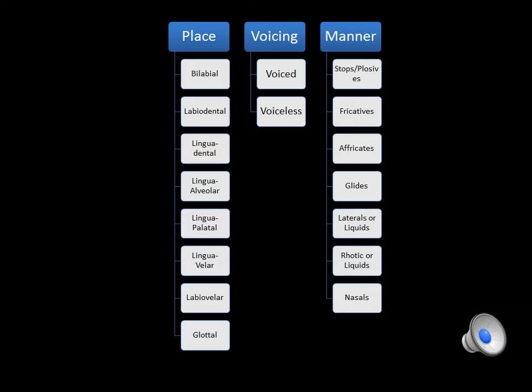Rhotic sounds, also called liquid sounds, are produced with the tongue in a variety of positions. The r sound is the only rhotic sound in English. And then finally we have nasal sounds. While most of the consonants are produced in the oral tract, the nasal sounds are produced in the nasal cavity. There are only three nasal sounds, m, n, and ng. I encourage you to look on page 46 and 47 to become familiar with the manner, place, and voicing of consonants.